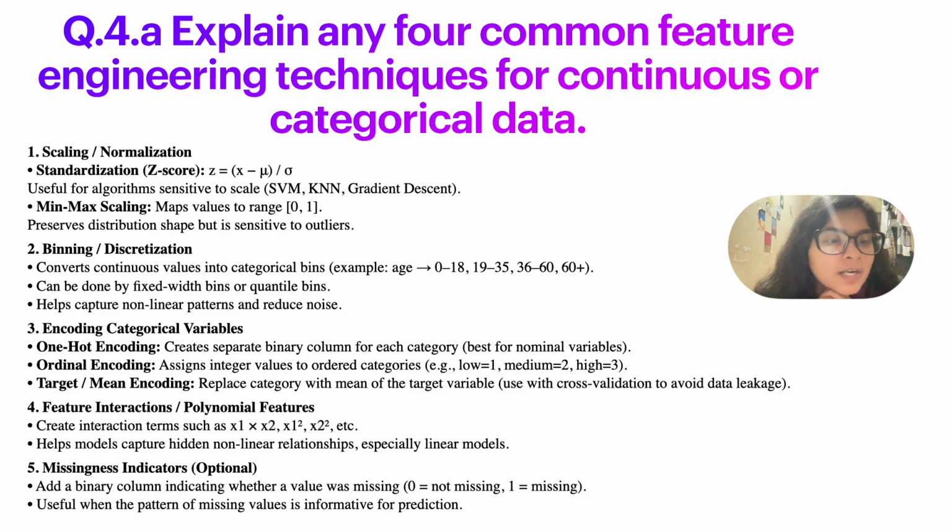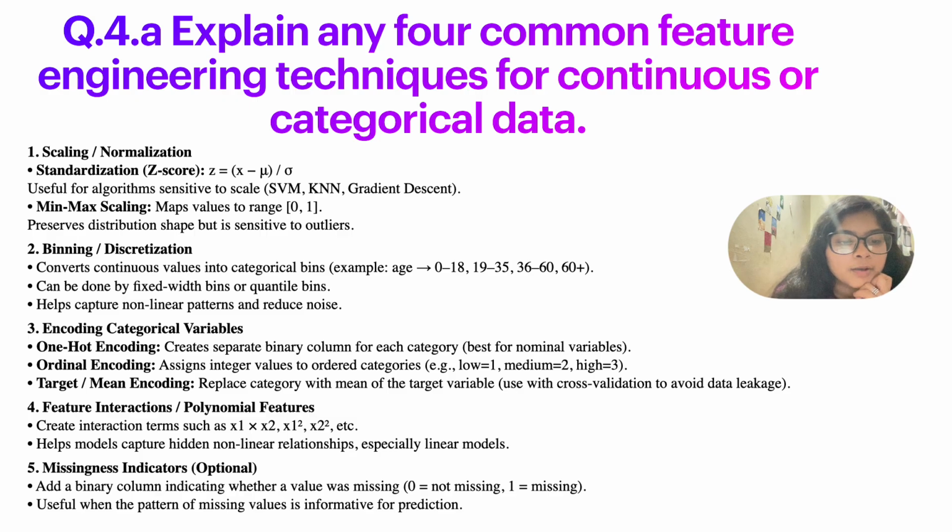The first is standardization, z-score, in which we subtract the mean from each item and divide by standard deviation. It is useful for algorithms sensitive to scale, SVM, KNN, gradient descent.